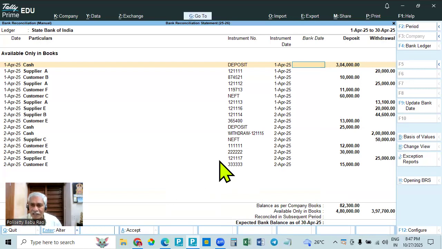You can make entry, but if it is available in the books and not available in the bank, you cannot make entry. See, first we take a thousand. The first one is debit. Debit means deposit. So the debit is entered here, but in the bank it will be available differently. Debit means deposit, so in the bank, deposit will be credit. So it will be available on the credit side.